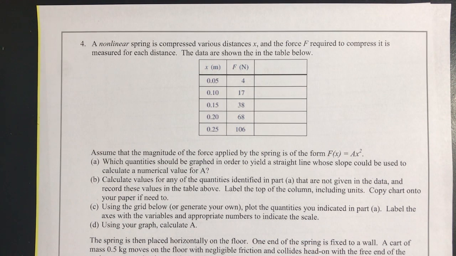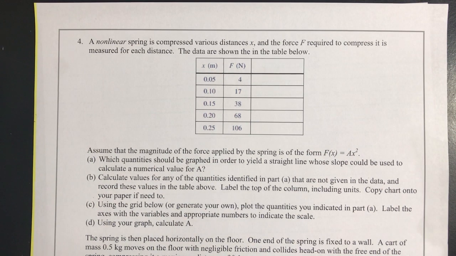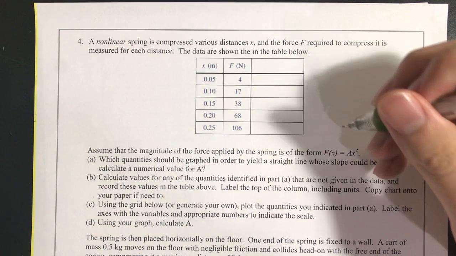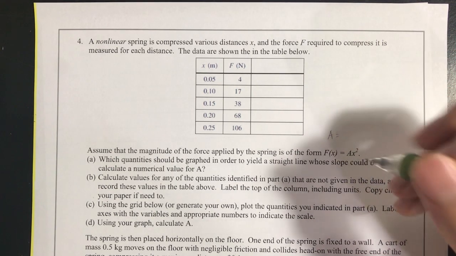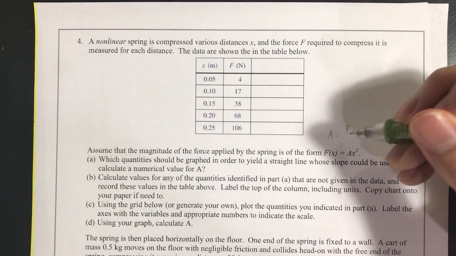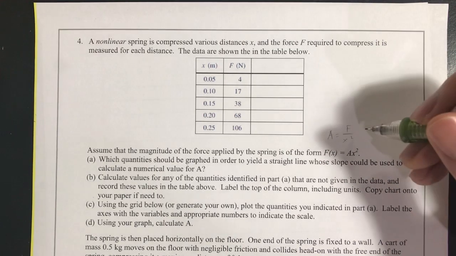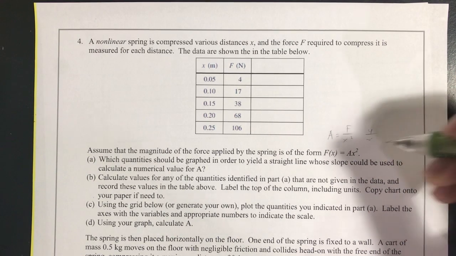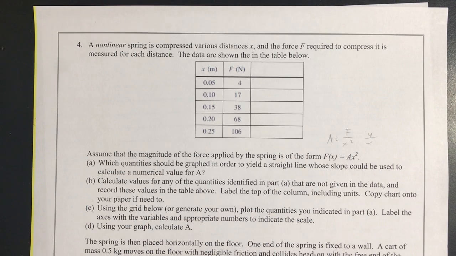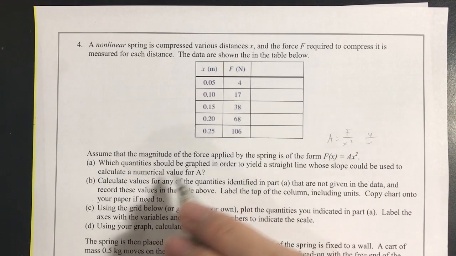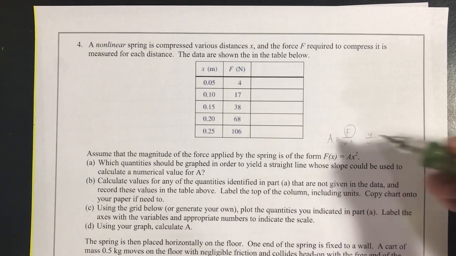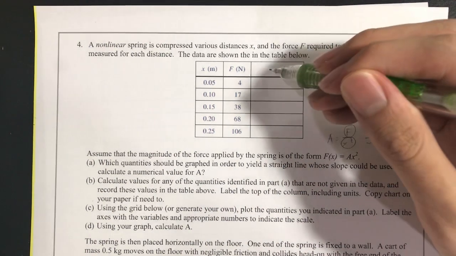So, in order to find slope, you have to use y over x, y-axis over x-axis, and we could do that by dividing x squared to the other side to get a equals f over x squared. So f will be our y-axis and x squared will be our x-axis to yield a straight line. Therefore, the quantities should be f as the y and x squared as the x.